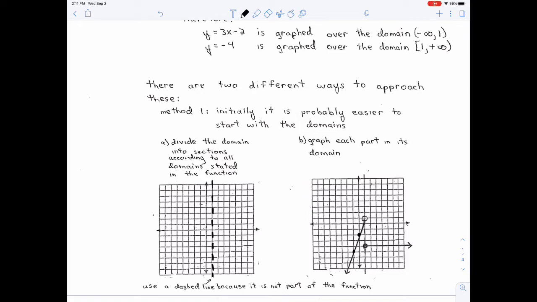And then negative 4 is graphed from an x value of 1 to positive infinity.